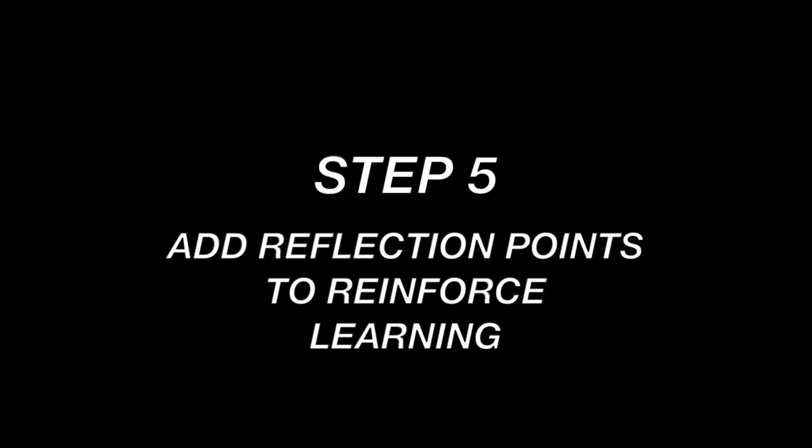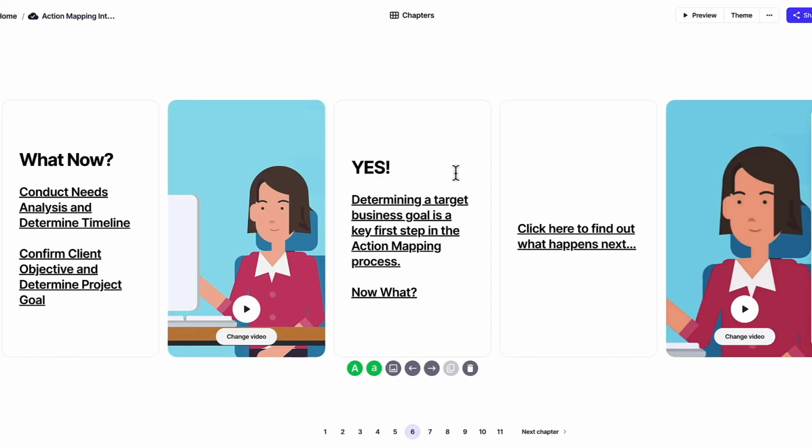Step 5. Add reflection points to cards to reinforce learning. After the person makes a decision and watches the consequence play out, I add a reflection point to reinforce the learning. For instance, if they make a good choice, then they see this card, which celebrates their success. All of the text on this screen links to the card labeled Later, which begins the next chapter so they can continue with the story.